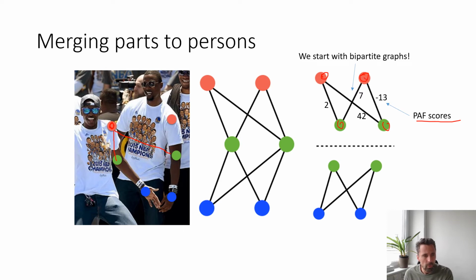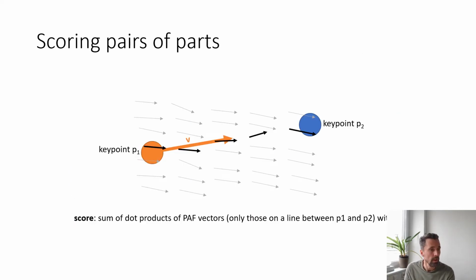Right, so we score those connections, and then we do a greedy association of shoulders and elbows, and we do that again with the elbows and the hands, and then we'll merge those matched bipartite graphs into humans. But first, let's have a look at how we do this scoring part.